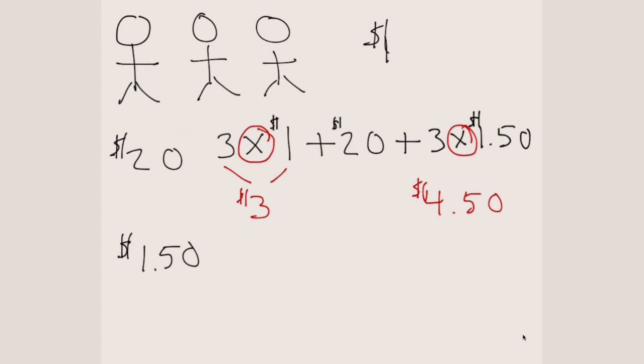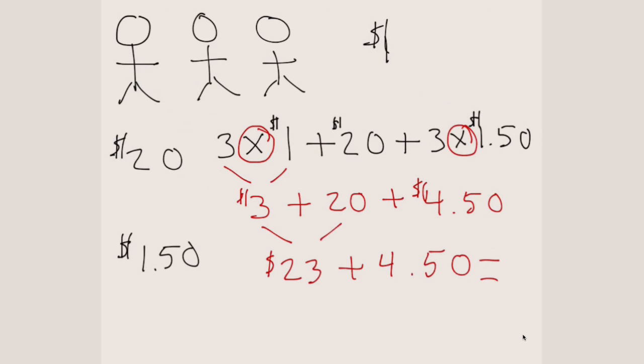Now I bring down everything that's remaining. So I bring down the plus, I bring down the 20, and I bring down another plus. And I keep them in the same order they were before. Now, if I add these together, I should find out how much Bob and his friends spent. So 3 plus 20 gets me $23. And if I do the plus 4.50, I'll end up with a total of $27.50.